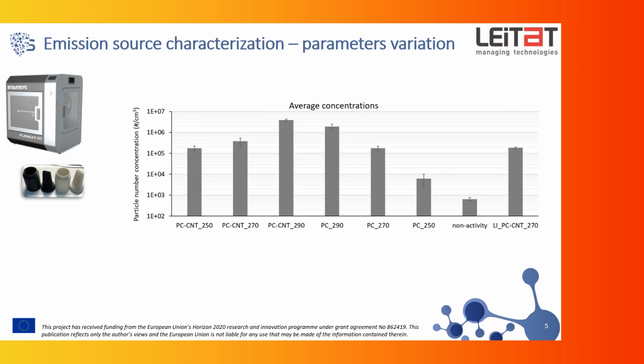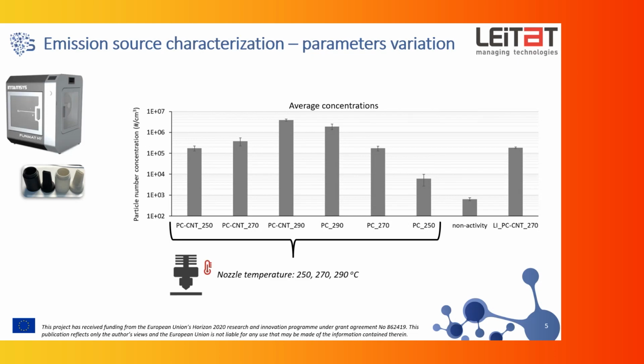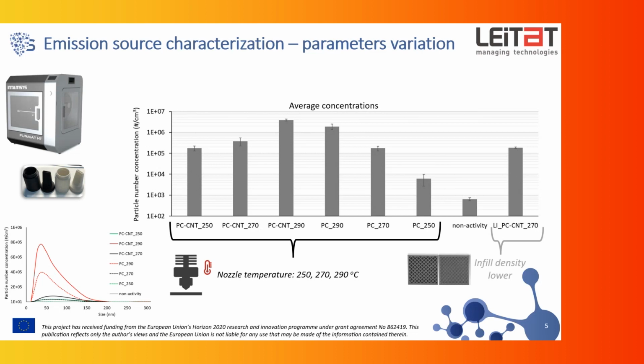Good. Going to some results of the emission source characterization. Here we have the emissions in terms of particle number concentrations. These are average concentrations with their standard deviations when we variate the nozzle temperature. So here we have 250, 270, 290 degrees, and we see how they're variating their emissions in terms of particle number concentration. And also when we variate, for a certain specific temperature, 270 degrees, the infill density. So here we also tried with a lower infill density to print with the polycarbonate-based filaments. We see that the concentration may reach up to millions of particles per cubic centimeter for the highest temperature, which we consider to be the optimal temperature from the point of view of the process engineering.